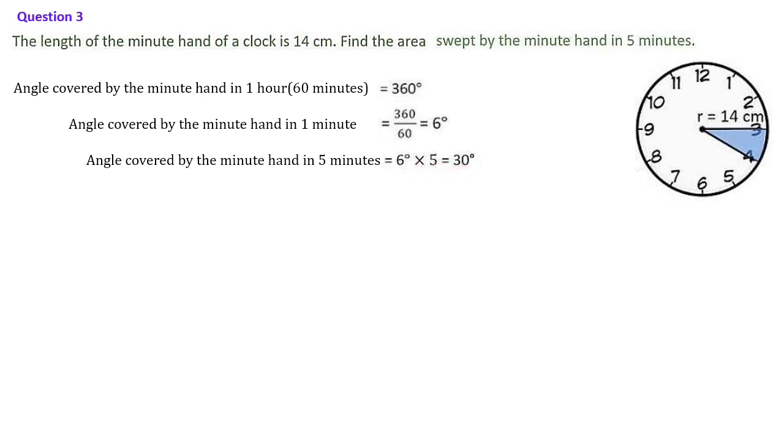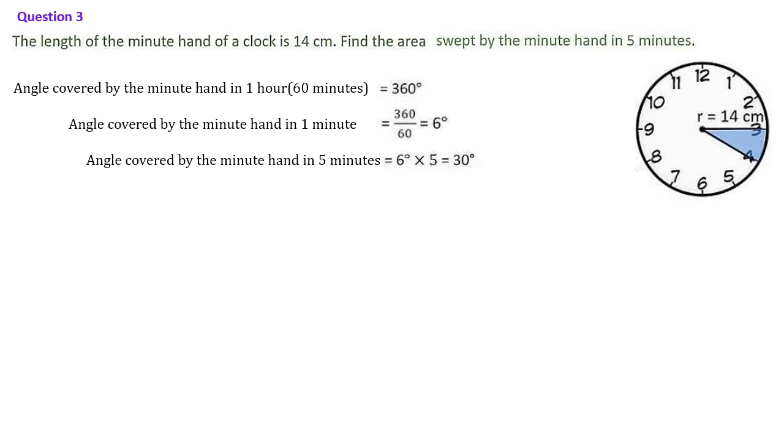Once again, one complete rotation means 1 hour complete turning, the minute hand will take 360 degree rotation. Then 1 hour means 60 minutes. 60 minutes it takes 360 degree rotation. Then from 60 minutes, if you want to convert to 1 minute, for 60 minutes 360 degrees, for 1 minute divide 360 by 60. So 360 by 60 is 6 degrees. That is for 1 minute.